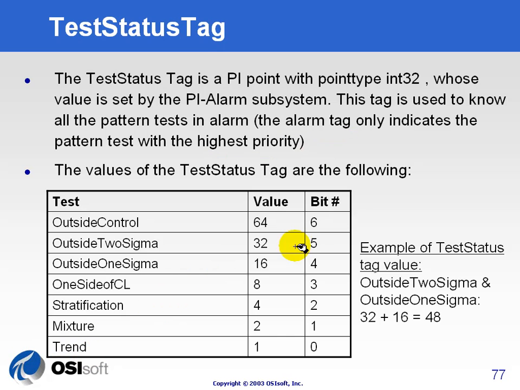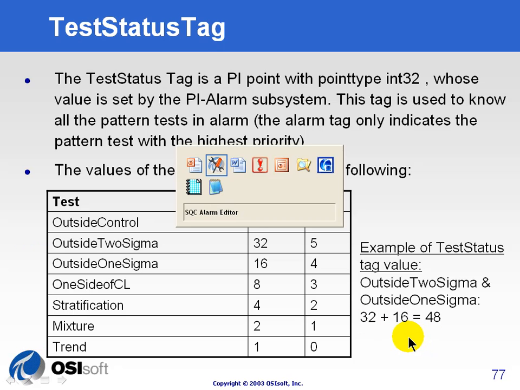So what we've done is, using bit masking, we assign each one of these different tests. These are those eight different SQC alarm tests, the Western Electric set, or the seven here, excuse me. We assign each one a specific bit, and then using bit masking of the integer that we generate in the test status tag, you can figure out exactly what was in alarm at any given point. So for example, if I have something that was outside 2 sigma but also was trending, that would end up being a 33. Since it's a positive 33, it would be above the center line. The example here, outside 2 sigma and outside 1 sigma, would be a 48, and we know that's above the center line.